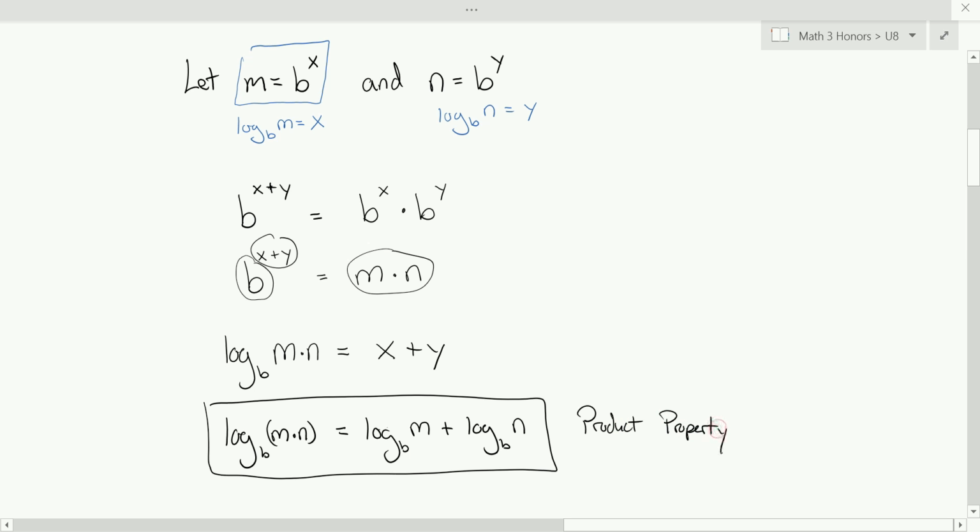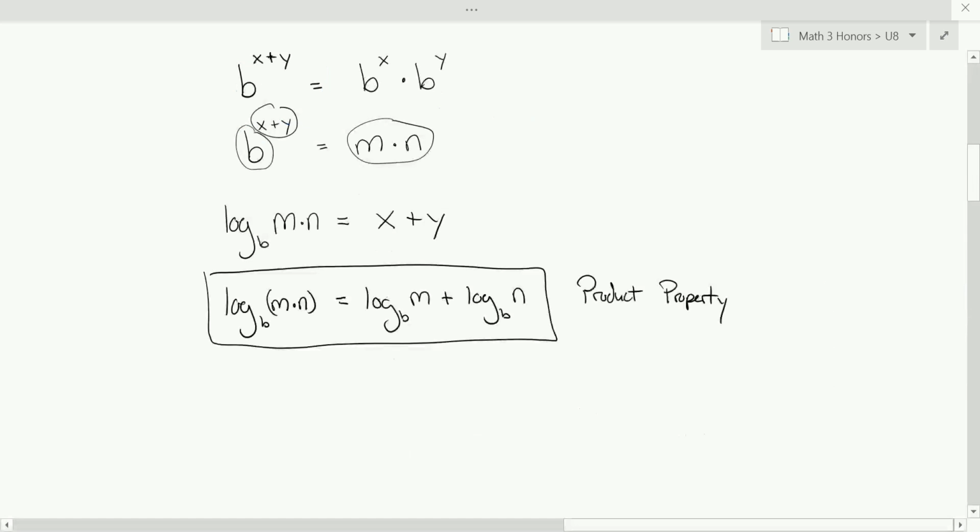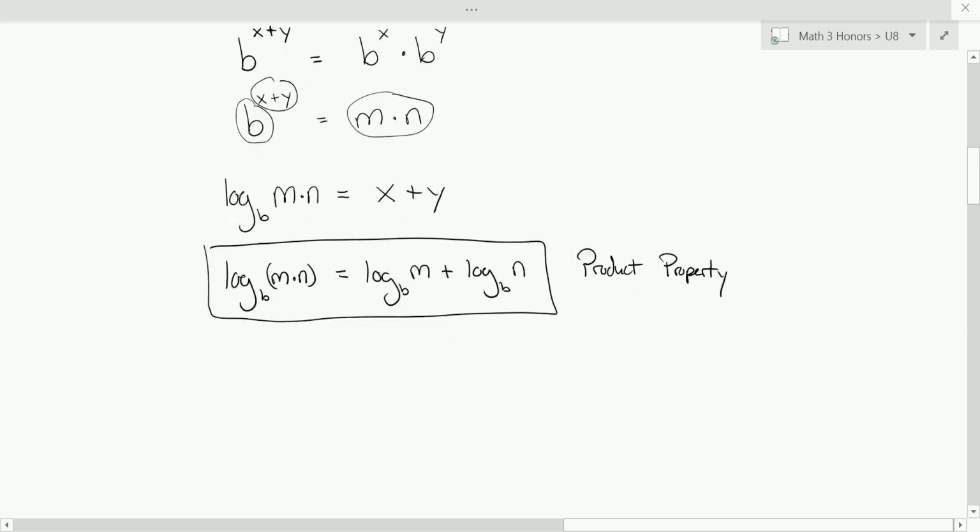Now, if you think about it, logs are always equal to exponents, always equal to powers. And with exponents, we saw right here that when we're multiplying, we're adding, right? So multiplying and adding kind of went together with our rules of exponents. And so it shouldn't be surprising that that's going to happen with the logs as well. And so a couple applications of this, we could say something like this.